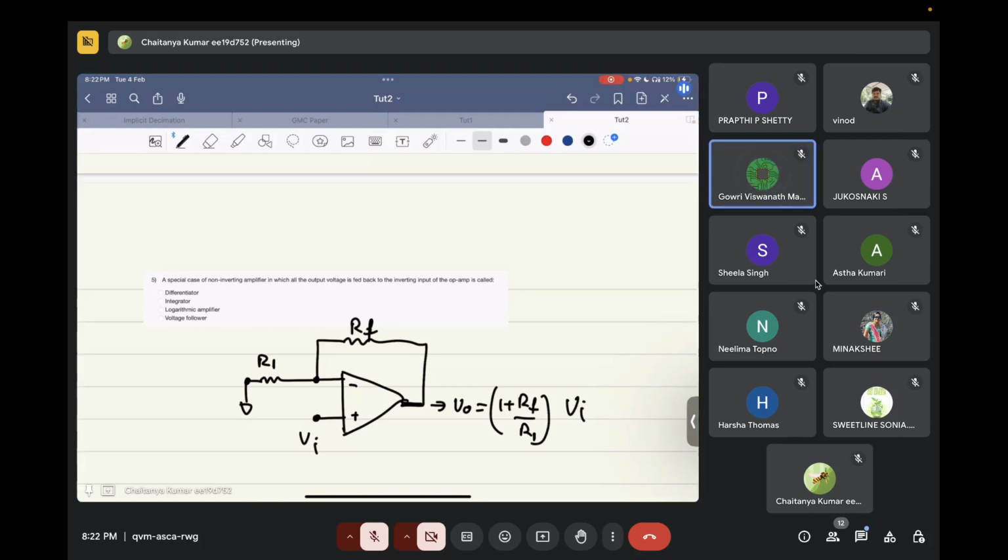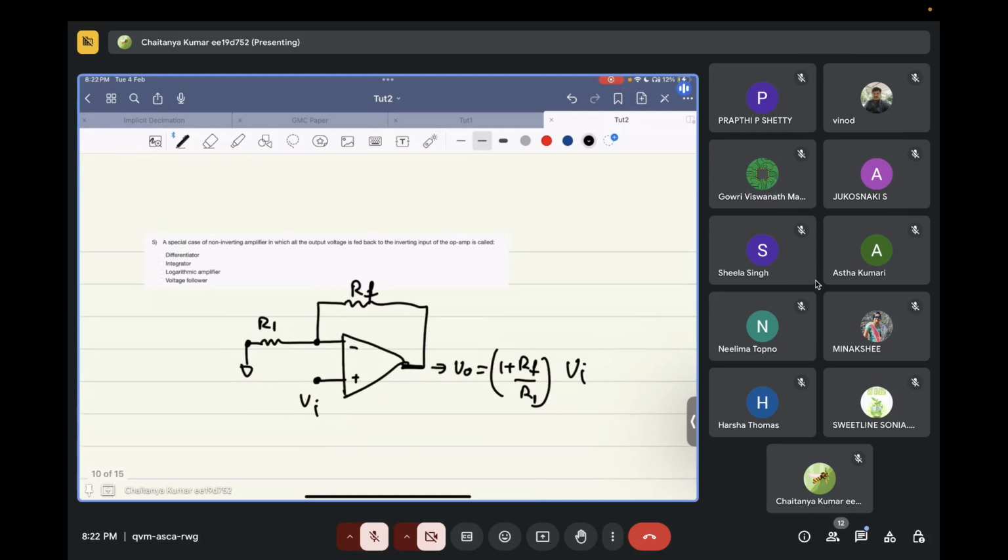Okay. Now what does it say? All the output voltage is fed back to the inverting input. What does this mean? So how much of the output voltage is being fed back to the inverting input in this case?